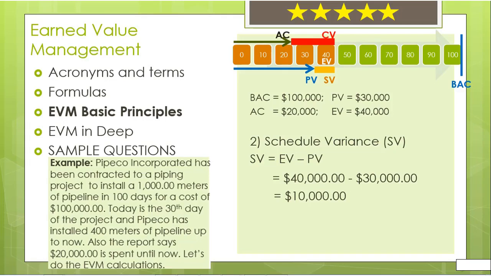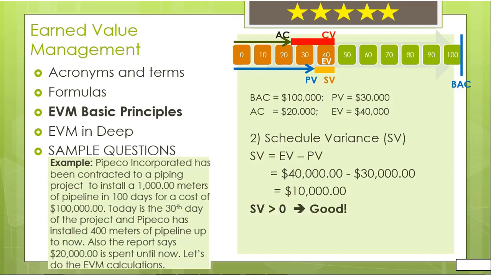Here, planned value tells us, according to our plan that we made at the very beginning, we should install pipeline having a value of $30,000, in other words, 30 meters. Earned value tells us that we have installed pipeline with $40,000 value, in other words, 40 meters. Therefore, SV tells us the pipeline actually installed is 10 meters more than what we planned at the very beginning. Here, please note that $10,000 is the value of these 10 meters, and they both mean the same thing.